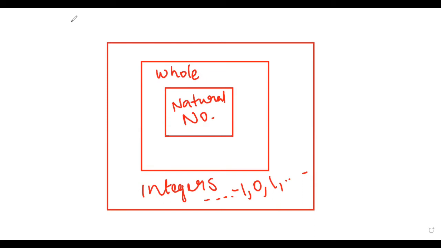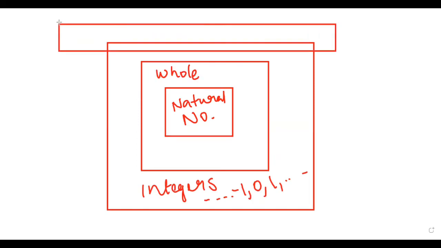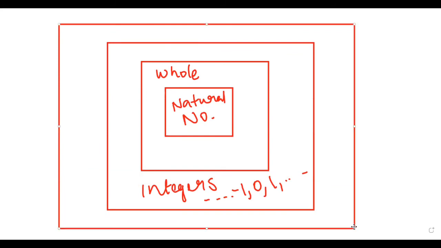Why are there so many boxes in maths? That is because these all are numbers. Anyway, we are coming to the fourth box, and that is our rational numbers. What are rational numbers? Remember grade 9, any number which is of the form p by q is called a rational number.